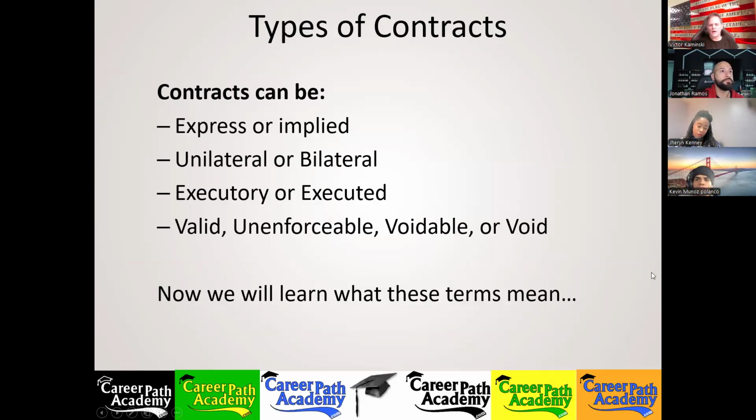So now we'll move on. Contracts can be express or implied. They could be unilateral or bilateral. They could be executory or executed. And they could be valid, unenforceable, voidable, or void. So now let's learn what all of these terms mean.